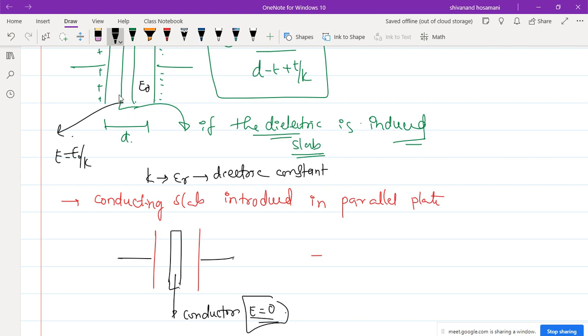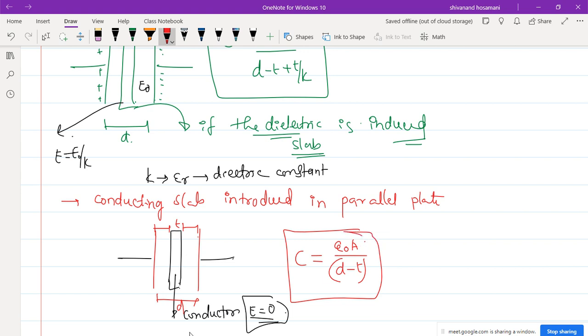In case of conductor, only the empty space contributes to the capacitance. So the thickness t cancels out. If the total distance is d, how do we define the capacitance? Capacitance C is equal to epsilon naught A divided by d minus t. Is that clear? So this is for a conductor.